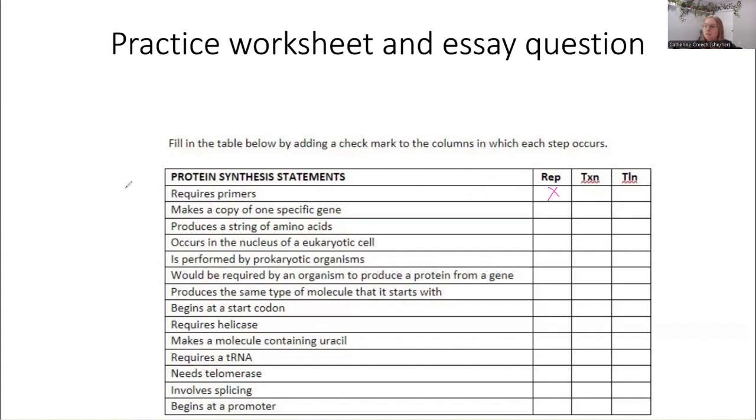We use the start codon. What about makes a copy of a specific gene? Not replication, that's the entire genome. Yes, transcription, we're making a copy of one gene into mRNA, but not translation because we're using mRNA to make proteins. So you're going to go through the whole table and check yes to which one of these 3 processes it is. And some of them will have more than one checked. So it begins with a start codon. That's true for transcription and for translation, but it's not true for DNA replication.